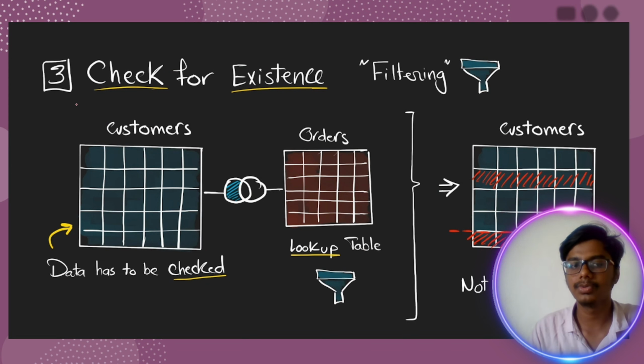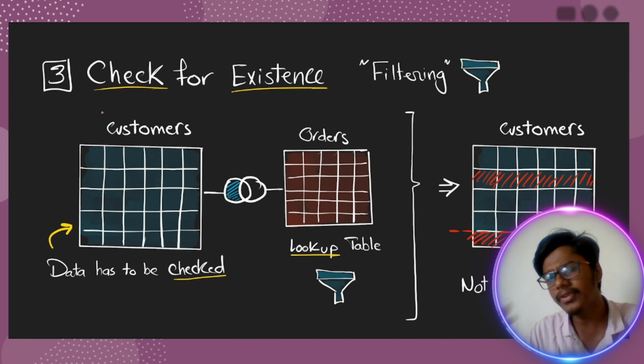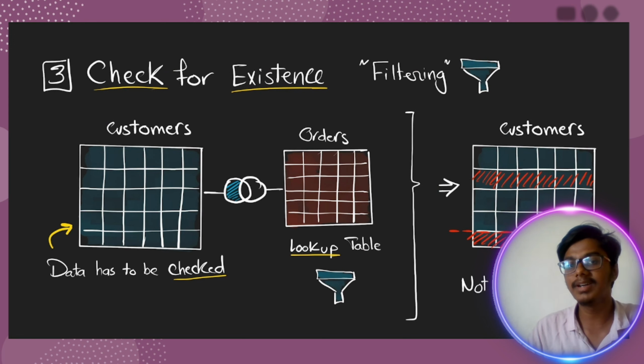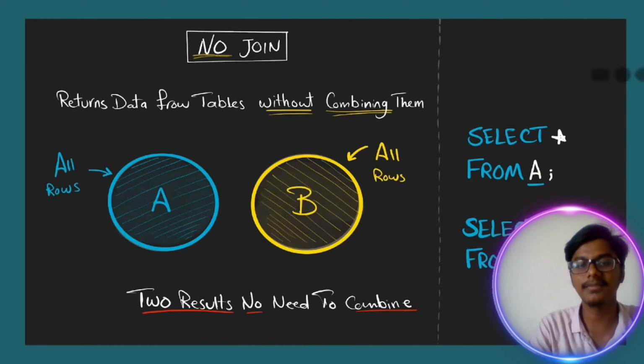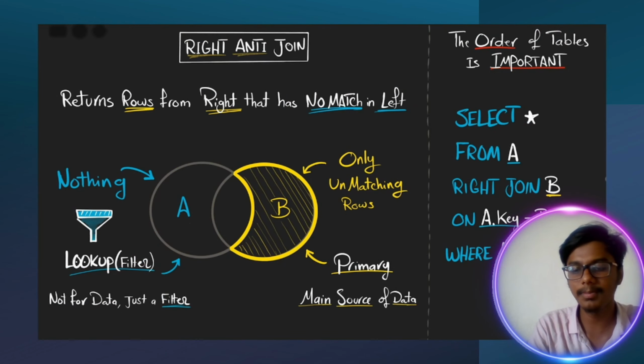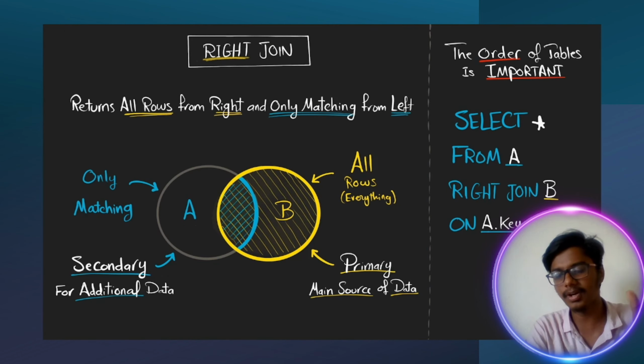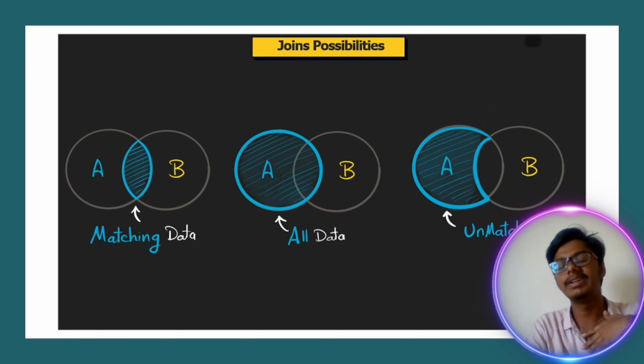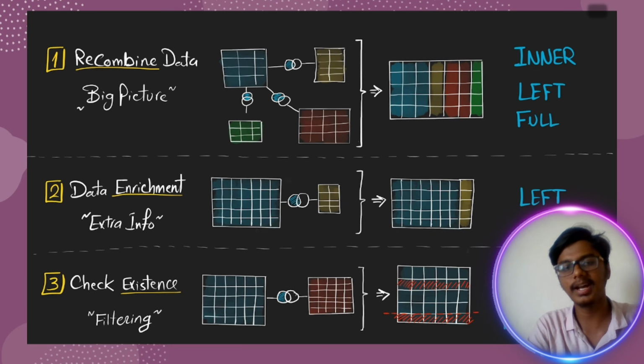So the third motive is checking for existence. Checking for existence means nothing but we are going to filter the data. Later we will discuss the left join and right join. Later, all those things and all the sketches will be covered. Just wait a minute. I will explain all those concepts very well and very clearly.